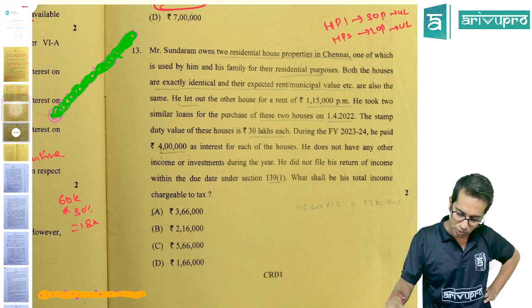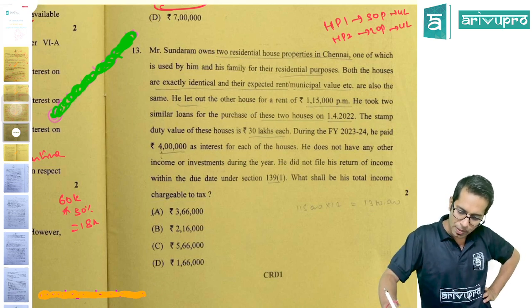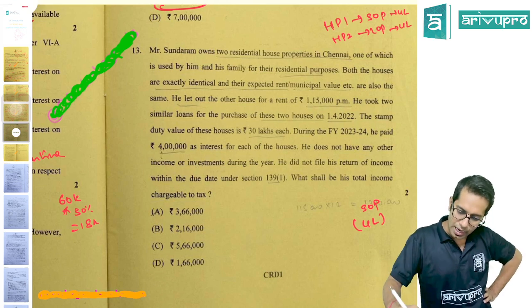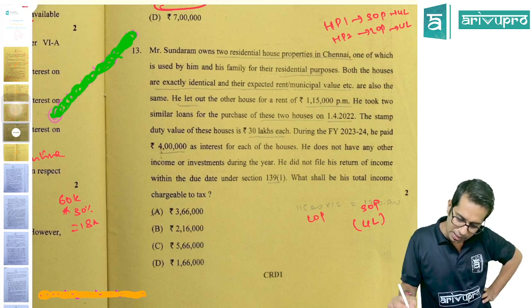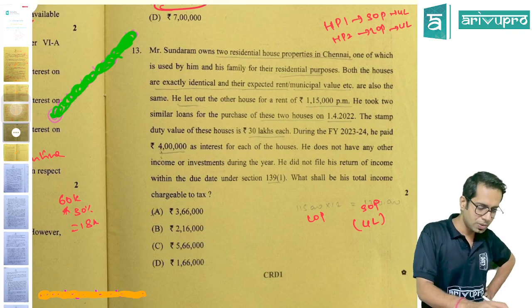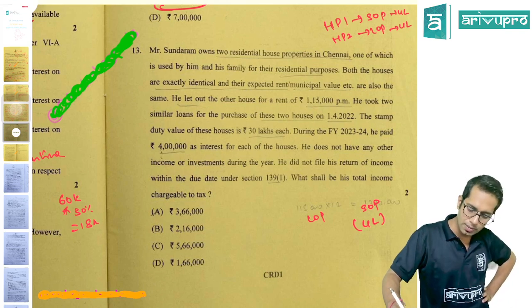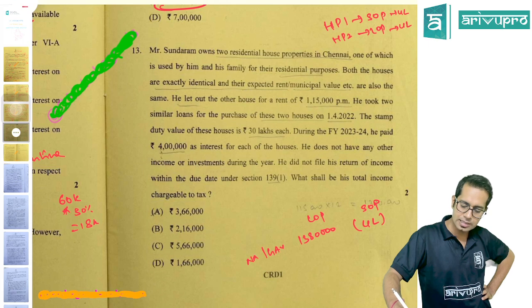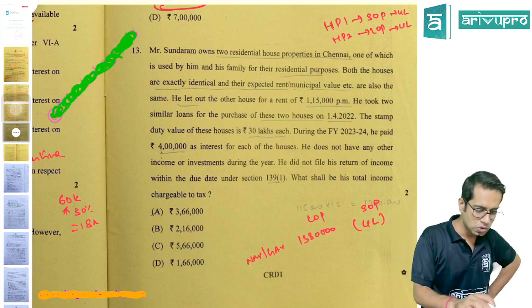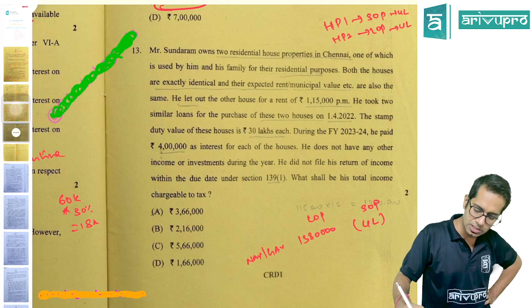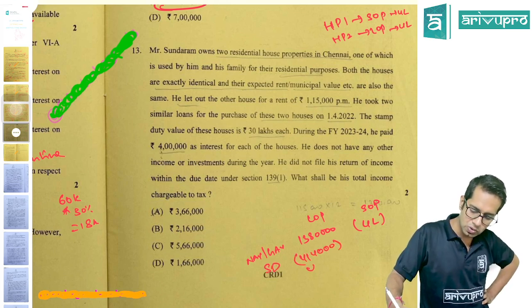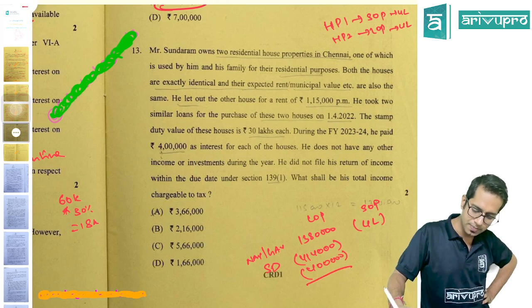So what is the answer over here? For the self-occupied property, there will be a loss of 4 lakh rupees. For the let out property, since they have given rent of 1,15,000 rupees, 1,15,000 into 12 comes to 13,80,000. This is my GAV. Since they have not given any information about municipal taxes, let us say municipal taxes is 0. So this into 30% will be standard deduction of 141,000, and he will also get an interest deduction of 4 lakh rupees.